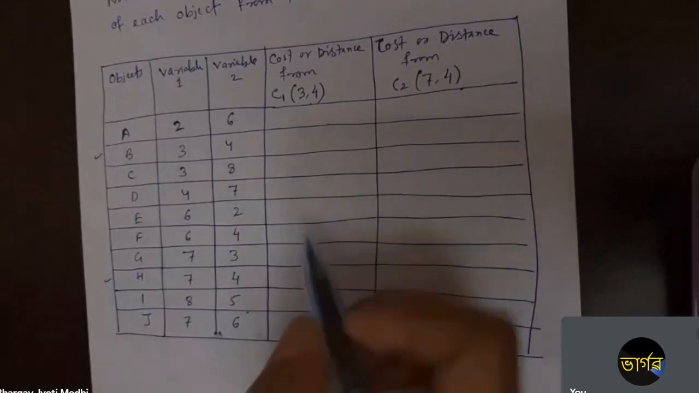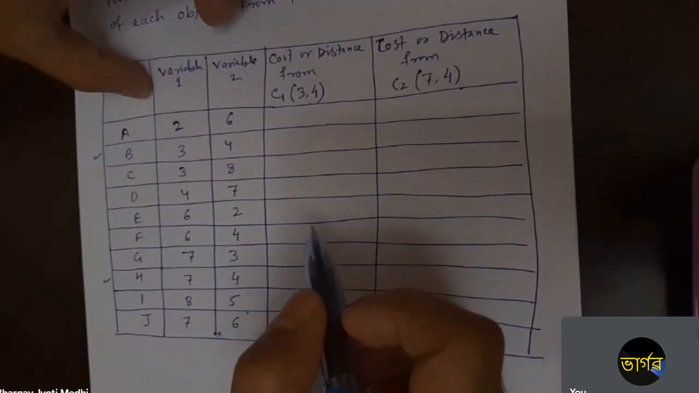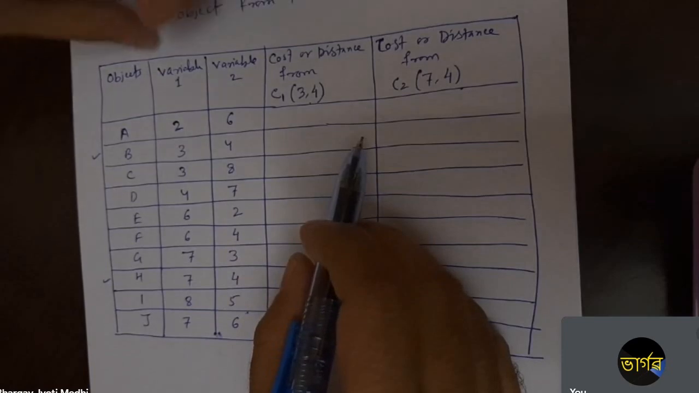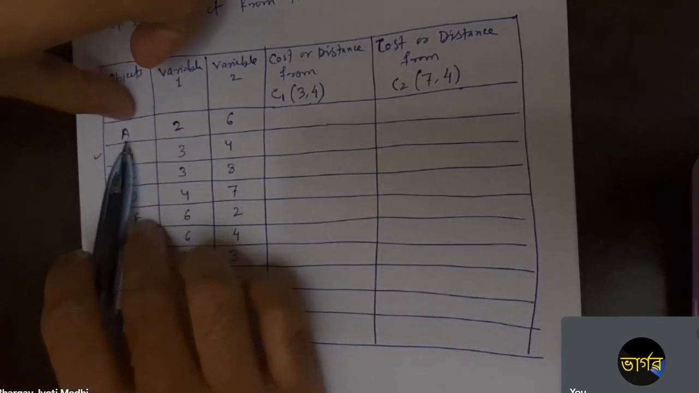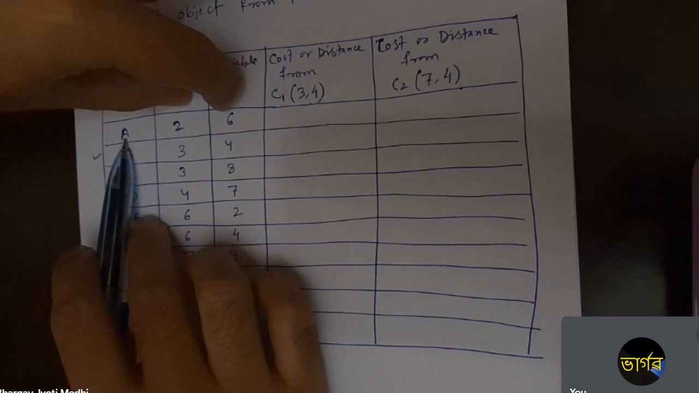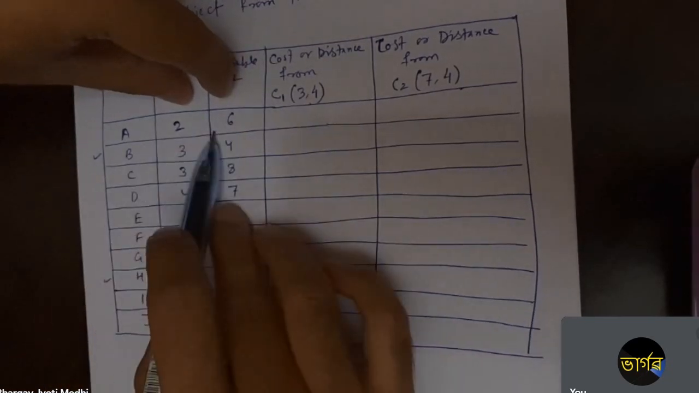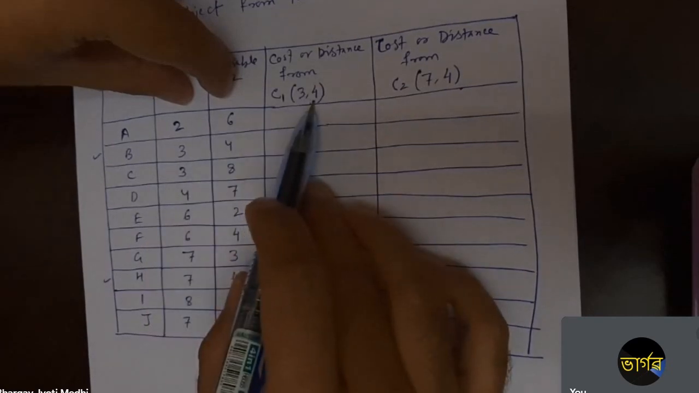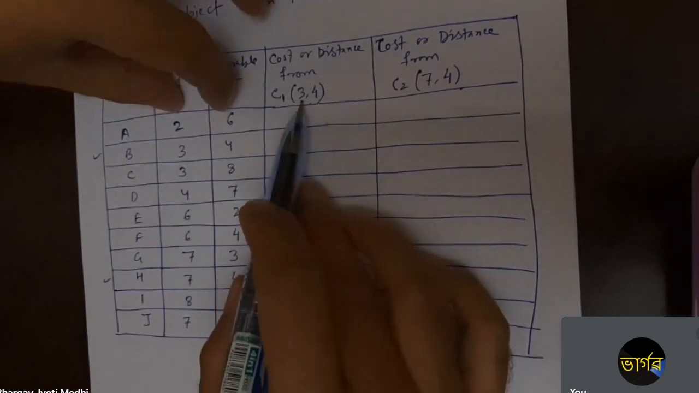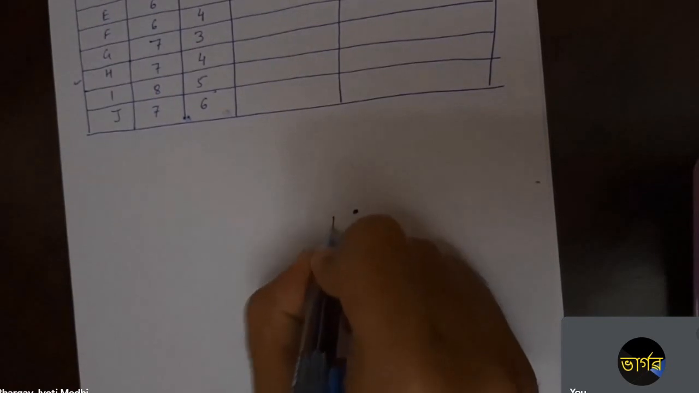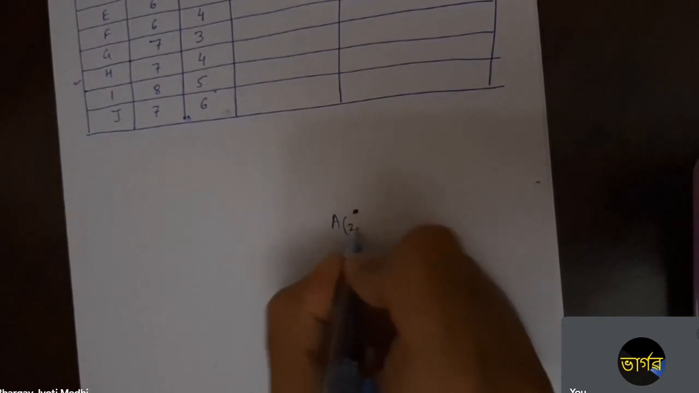Now see how the Manhattan distance is found. Point A is 2 and 6. That is, the coordinate is 2 and 6. We have to find the distance of point A from the center, that is 3 4. So we have to take the distance between the 2 6 point and the 3 4 point. Okay, we have two points: A, whose coordinate is 2 and 6, and somewhere there is the center one, that is C1, whose coordinate is 3 and 4. So now we have to find the distance between them.